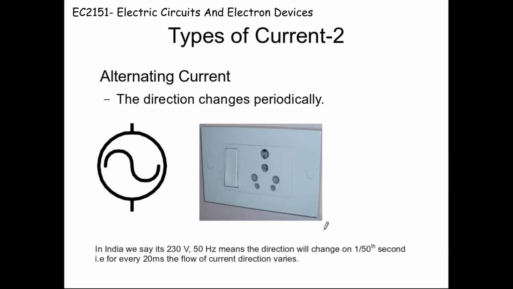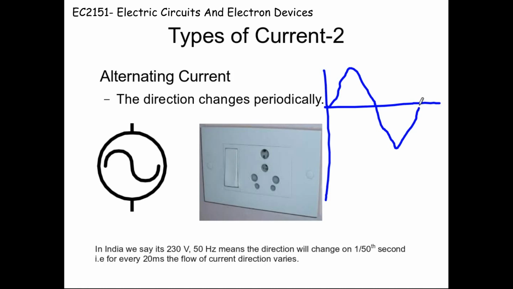And alternating current. In alternating current, the direction changes periodically. The source of alternating current is our own household plugs or sockets, which we see in our regular life. If we draw a graph for this type of current, we will have a signal that varies positive for some time and negative for another time, with respect to t.